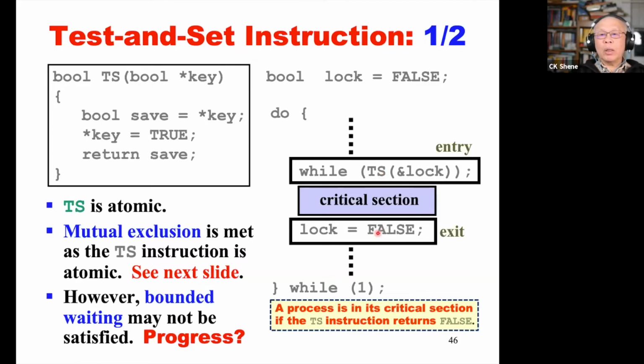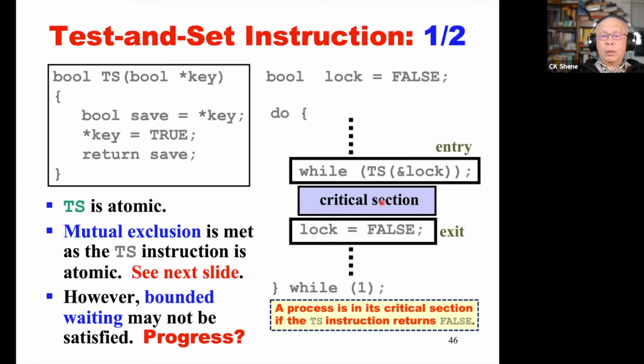So once the lock receives the value false, the next time you execute the TS, you put true into false. And the TS returns you the old value, which is false, reset by me. Therefore, you can enter. Hope you understand this. Okay?